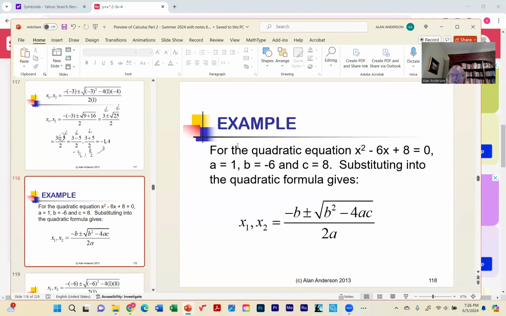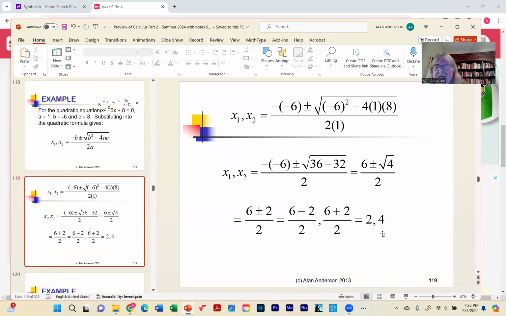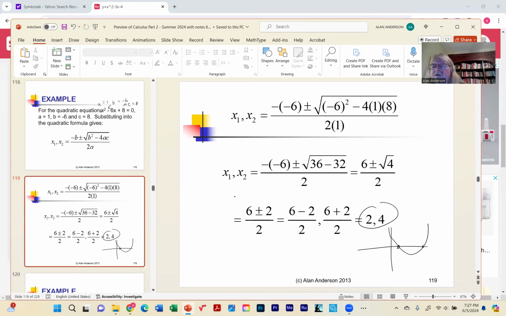Well, here's another example in case you need the practice. A is 1. Remember, there's an implicit 1 here. B is negative 6. And finally, C is 8. All right, so we do some plugging in. And you can see we end up with 2 and 4. So in other words, the graph will end up looking something like this, because we have two positive solutions.